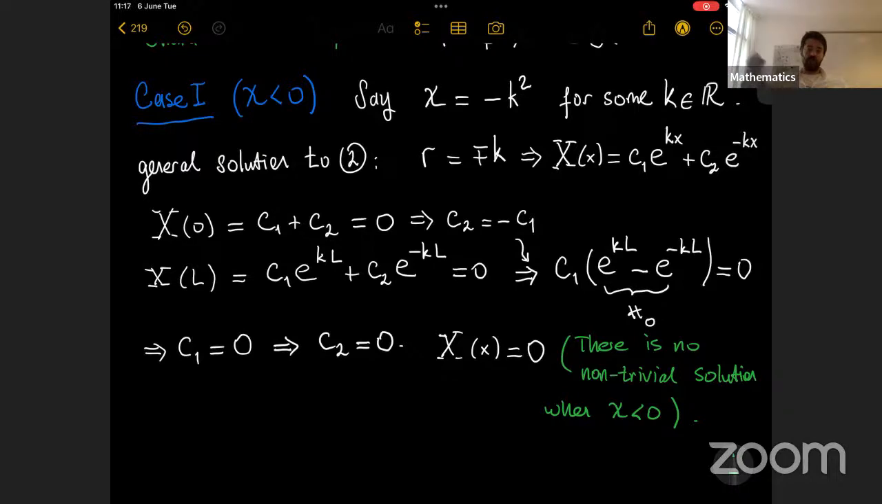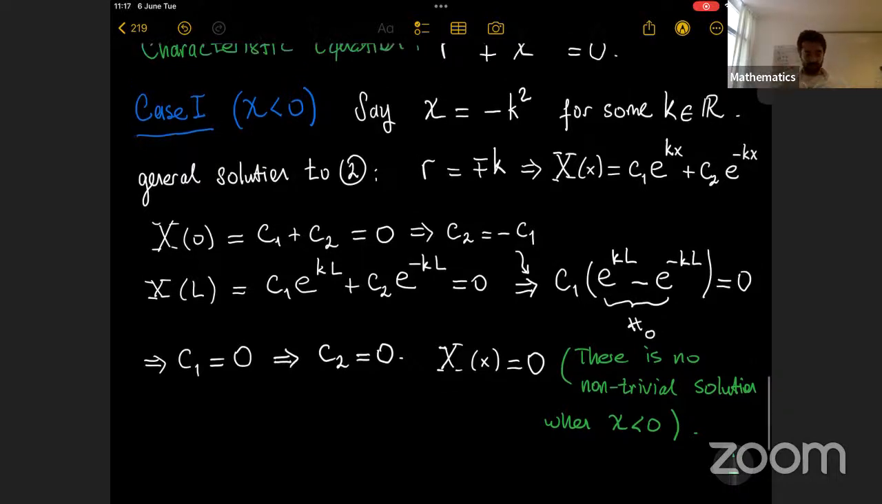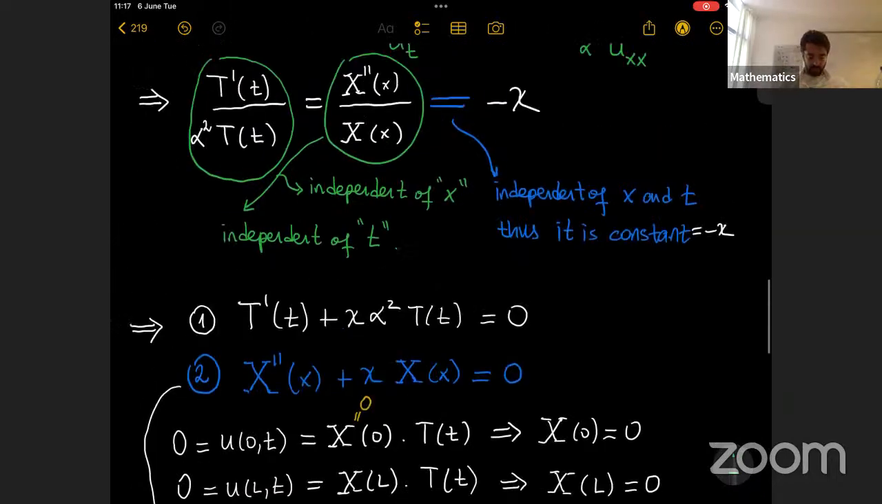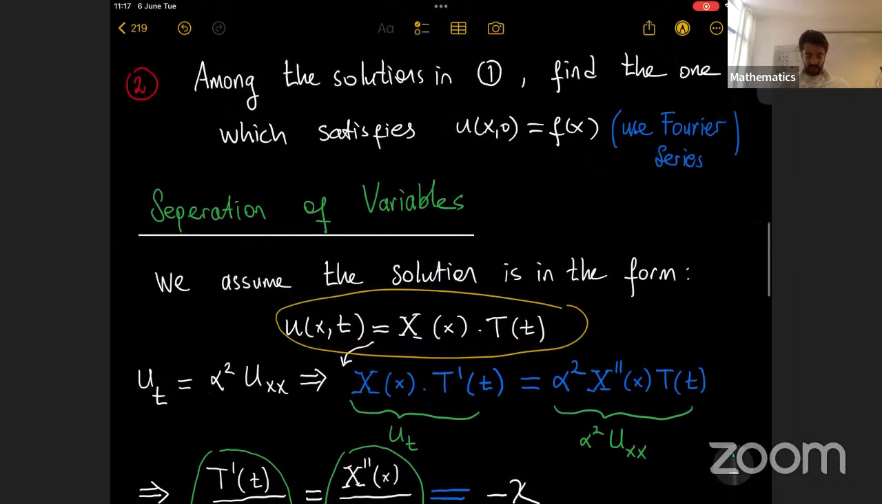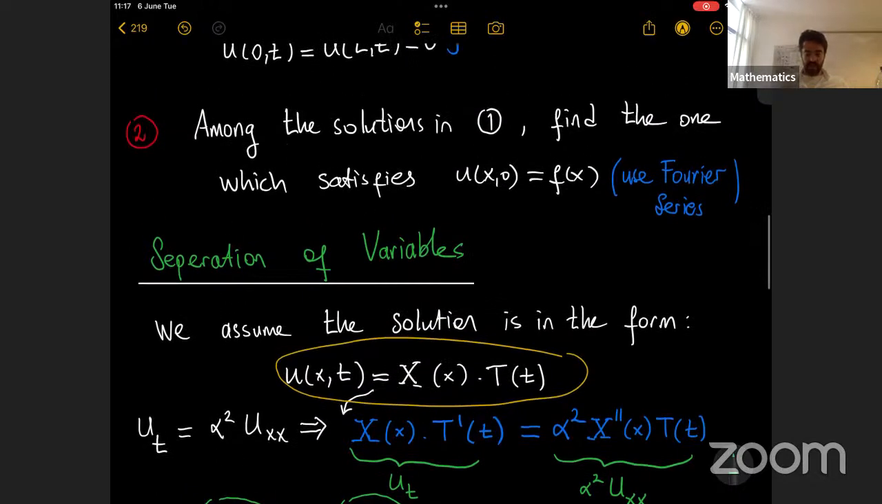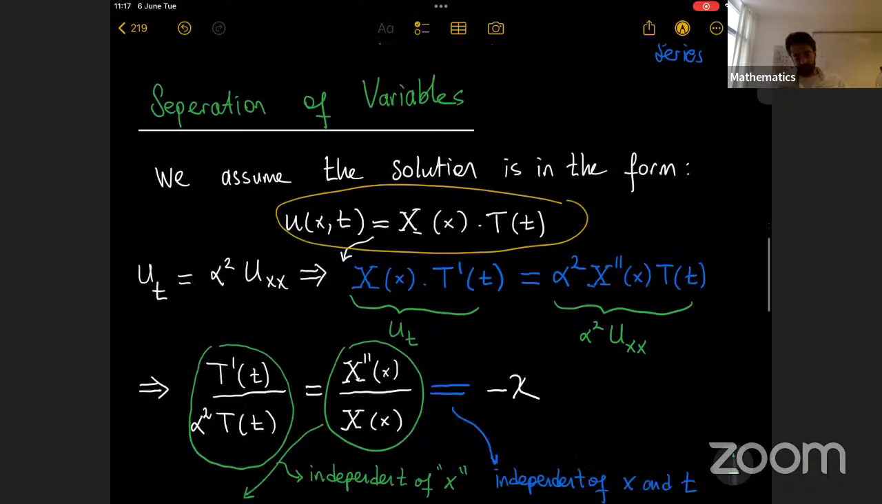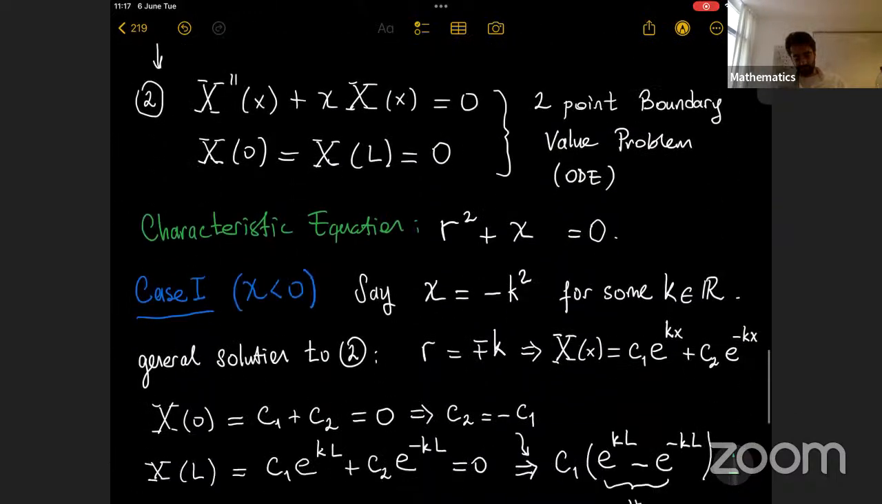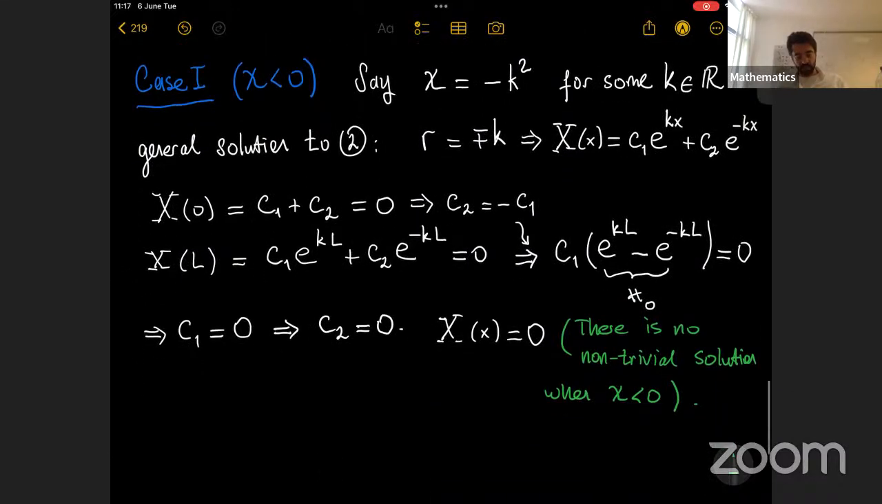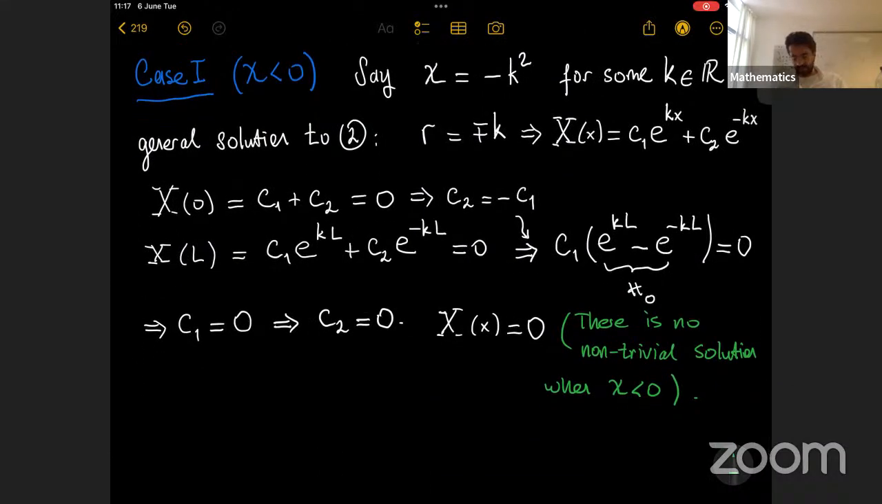Any question so far? If x is 0, then u is 0. Well, if u is 0 and f is non-zero, then there is no solution, right? Okay, we can ignore this case and move to the second case.